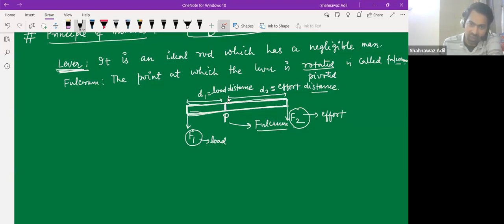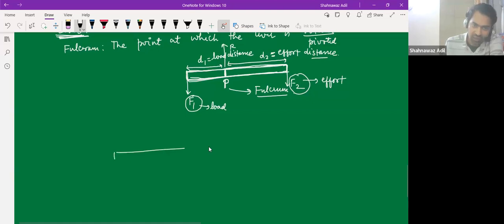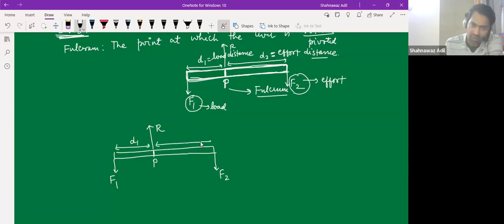So let's say at this point, there would be some normal reaction, R, right? So we have this lever, and this is the normal reaction, and these are the two forces. This is the point at which we are measuring the rotation, so this is the fulcrum. This distance is d1, and this distance is d2. This is our line of force, right? This is our line of force.